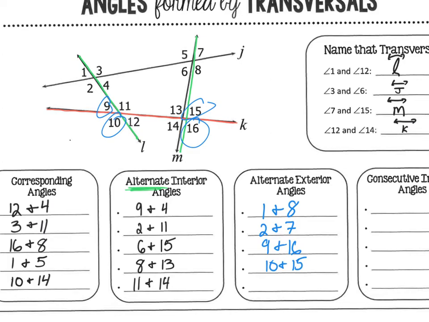Now, without me drawing the lines to walk you through it, can you pick out another exterior angle? Nope, because they don't share a line. 16 and 5. Good. Because this is on the outside, and this is on the outside.